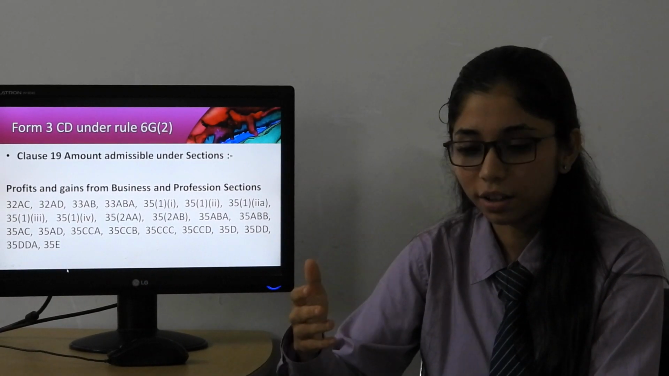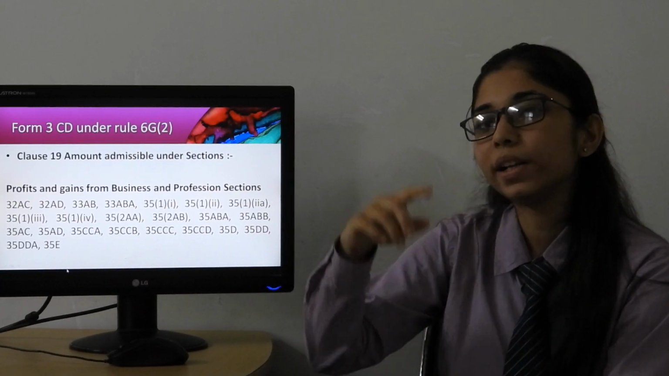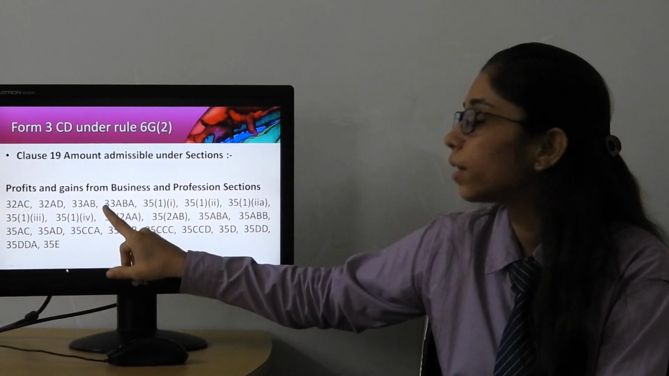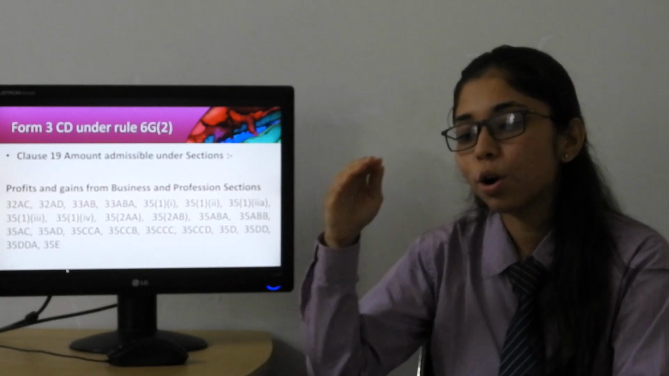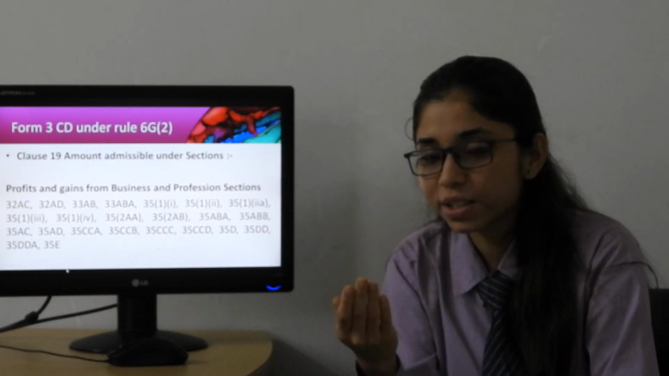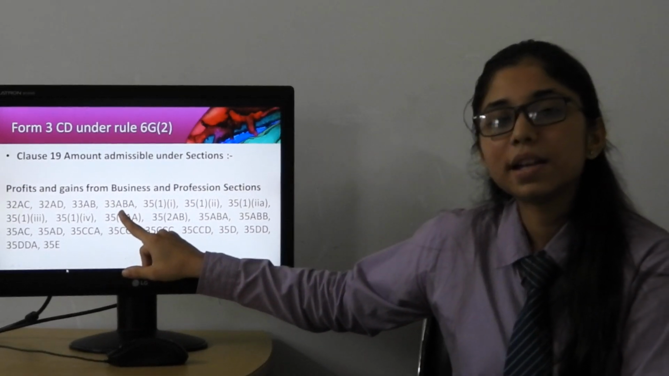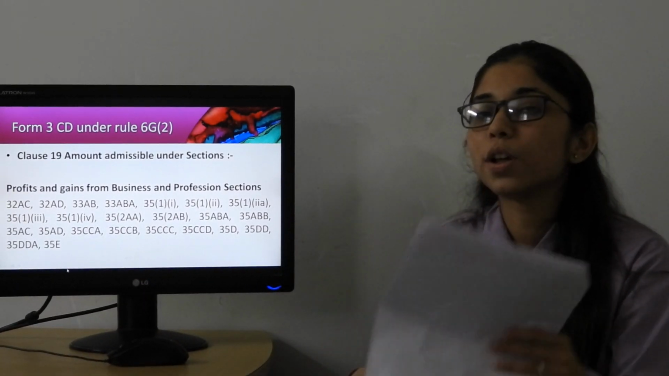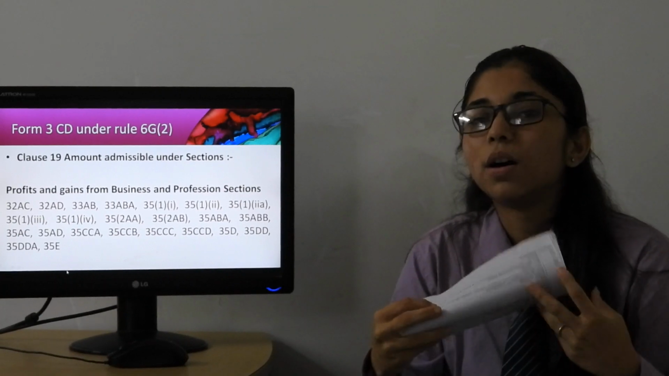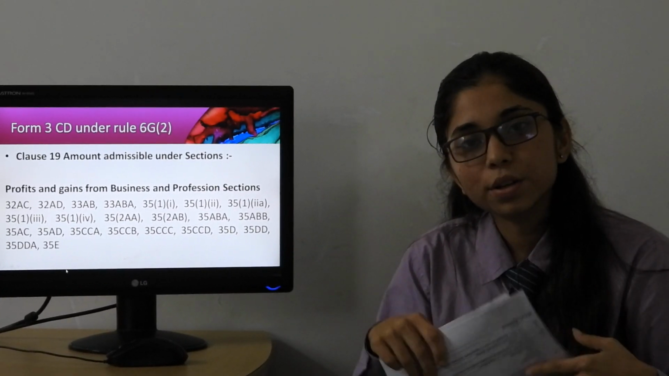Next, 33AB. Tea, coffee and rubber, your investment in your tea, coffee and rubber, you would get an expenditure of the amount that you have invested or 40% of your profit. Section 33ABA says about site restoration fund, your investment made or 20% of your profit.